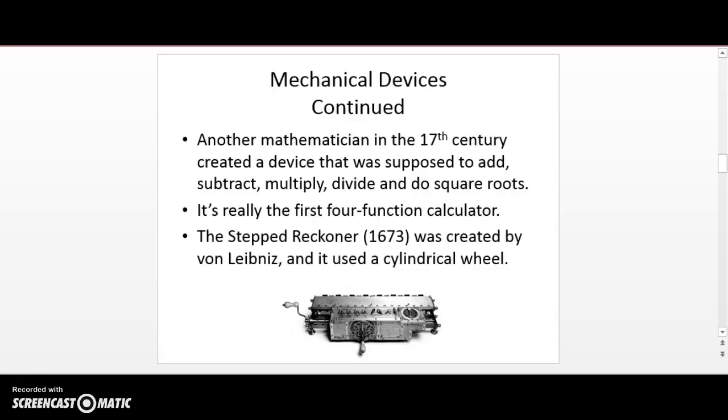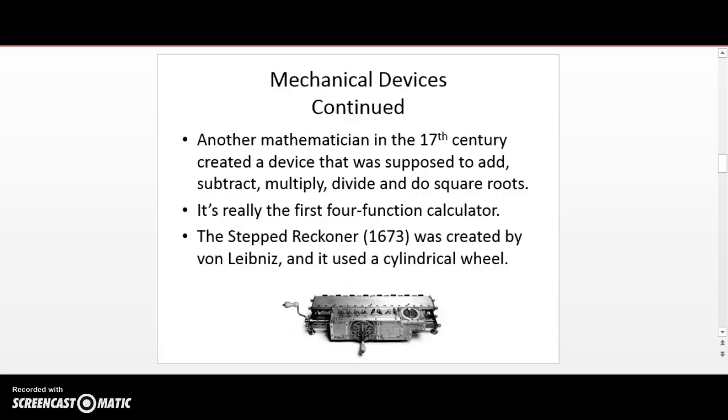And he called his device the stepped reckoner, and this came out around 1673. This was created by Gottfried Wilhelm von Leibniz, if I'm pronouncing that correctly. And it used a cylindrical wheel. Here we have a picture of this stepped reckoner machine, and it was another early attempt at creating a mechanical calculating device. It had a movable carriage. You could enter digits for adding, subtracting, multiplying, etc.